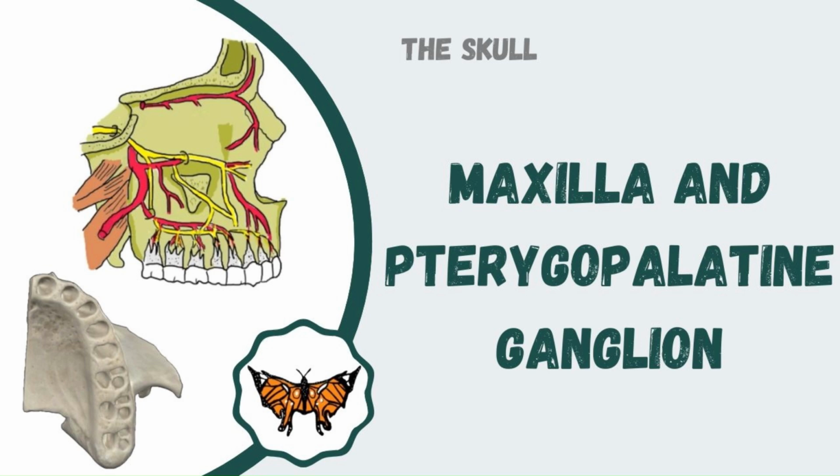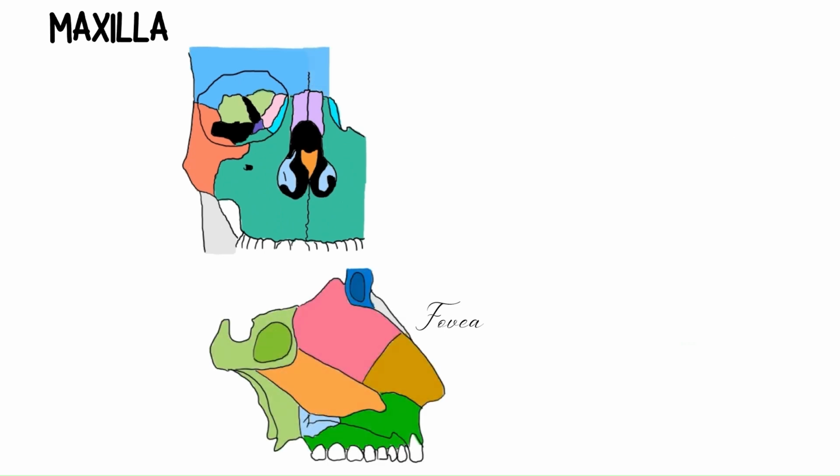Hello everyone. After talking about the mandible and the frontal bone, today we are going to talk about a bone that has relations with both, the maxillary bone. The maxillary bone is an even bone that represents the floor of the orbit and of the nasal cavity and the roof of the mouth.